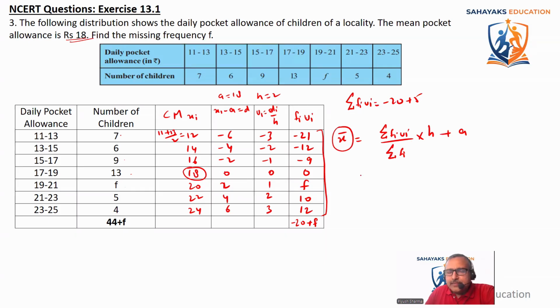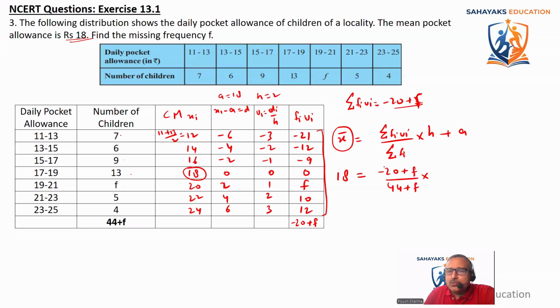Now put the values here. When we put the values, x bar is already given to us as 18. So we'll put the value as 18 is equal to sigma fi ui, which is minus 20 plus f, divided by sigma fi. Sigma fi is 44 plus f, multiplied by, okay, what is the value of h?